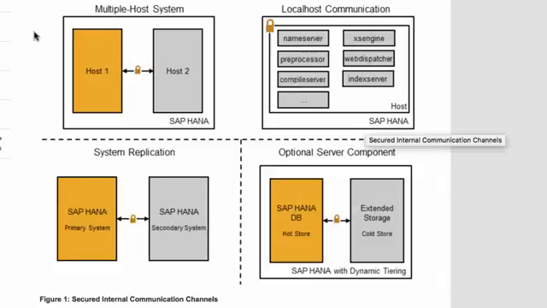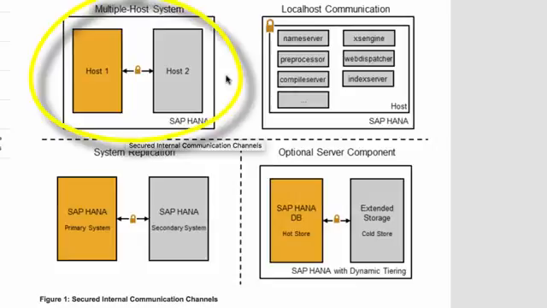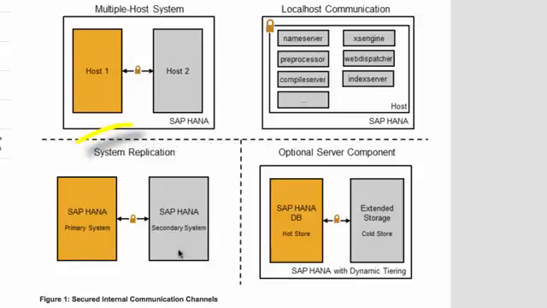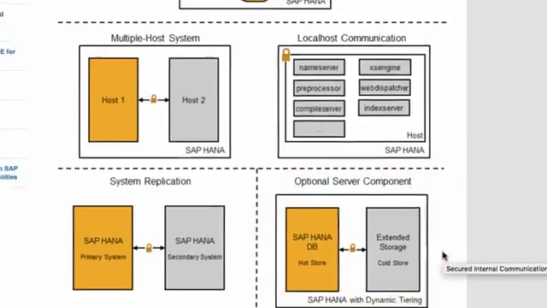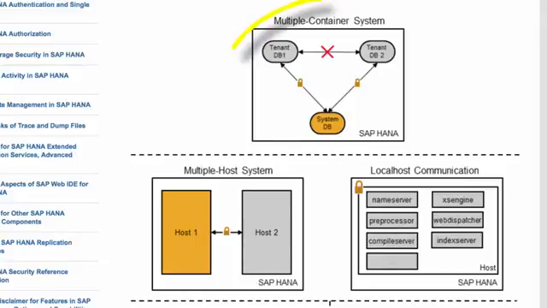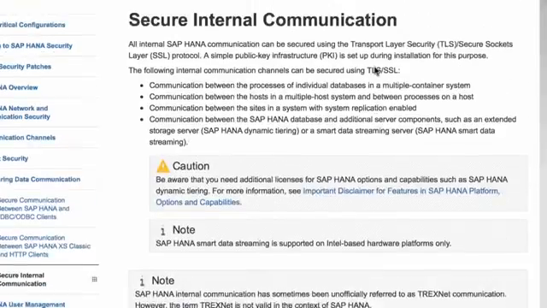For our VM, it's not relevant, but you can set up HANA as a multiple host system, a distributed system. You have several hosts running a single database. You can set up system replication. You can add optional components like dynamic tiering for extended storage. And also, and this is relevant for our VM, when running a multiple container system, the communication between the system database and the tenants is secured, and it also locks the communication between the tenants. Now, of course, you can enable this in certain situations, but by default, this will be locked. So this is secure internal communication.